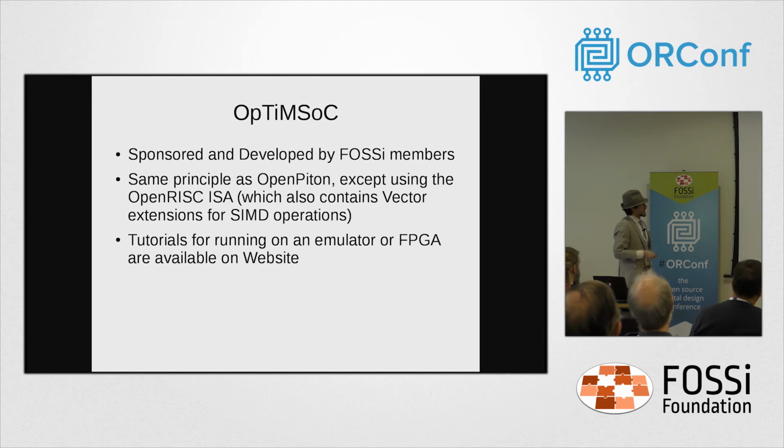And then Optimus OC, sponsored and developed by FOSSI members. It's very important. Same principles as OpenPiton, except using the OpenRISC instruction set architecture, which also has vector extensions for SIMD operations. One of the things I like about Optimus OC, having gone through the website, is that it's very intuitive. The process of getting up and running is pretty quick. You can run it on an emulator or get it running on an FPGA pretty quickly.